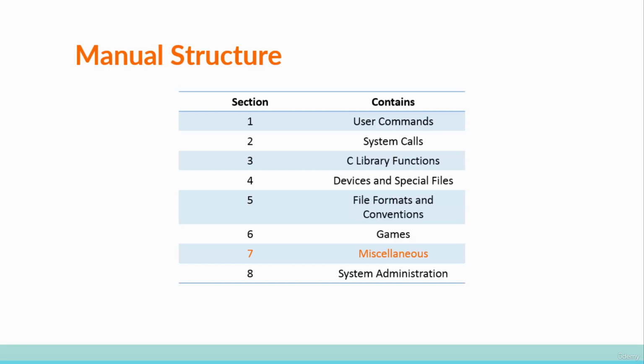Section 7 is more miscellaneous stuff, more uncategorized stuff. So it's usually stuff like protocols or file systems and information about those. If you know what they mean, then maybe you'll want to check it out. If you don't, then don't worry about it. You'll probably never come across it.